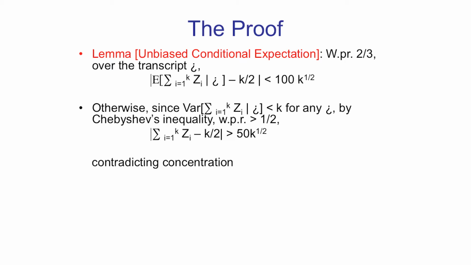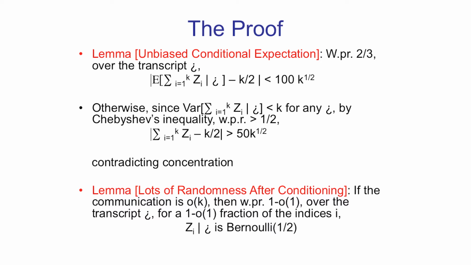Okay. So that didn't use anything about the total communication, actually. That was just a general property. The second lemma, which I call lots of randomness after conditioning, does use the fact that it's a low communication protocol. Basically, it says if the communication were much less than k, towards a contradiction, then with large probability over the transcripts, for most of the conditioned bits, there are still IID coin tosses.